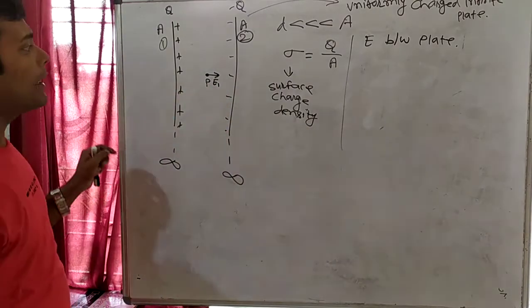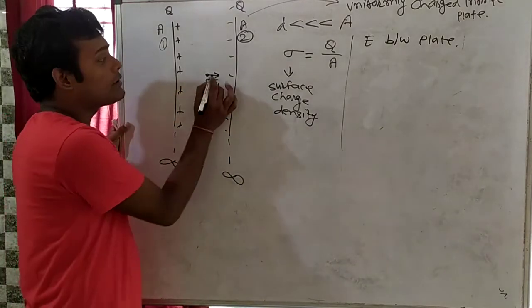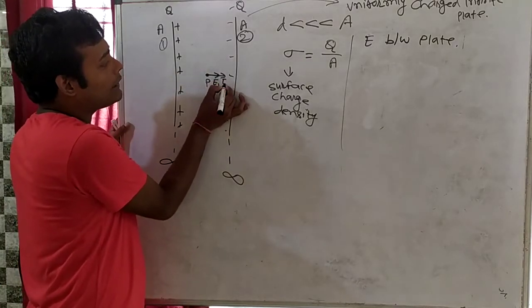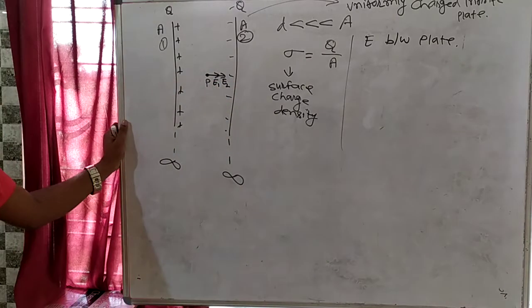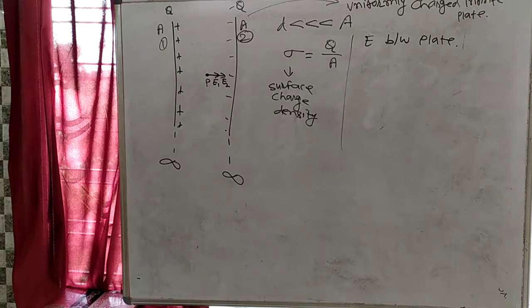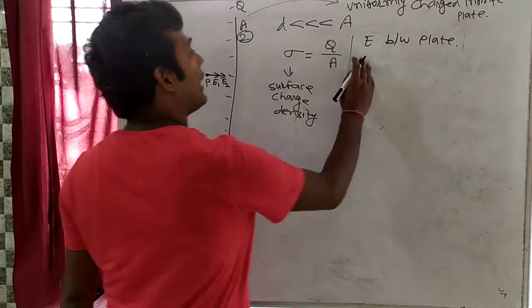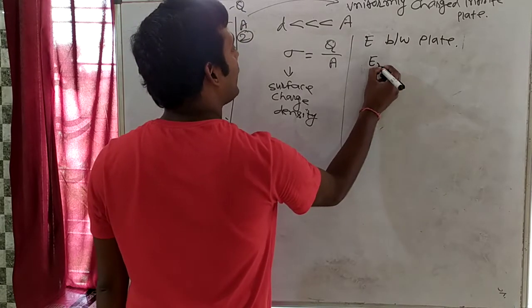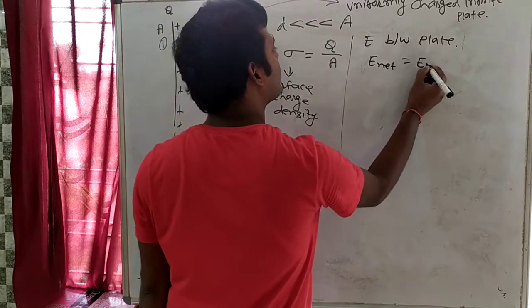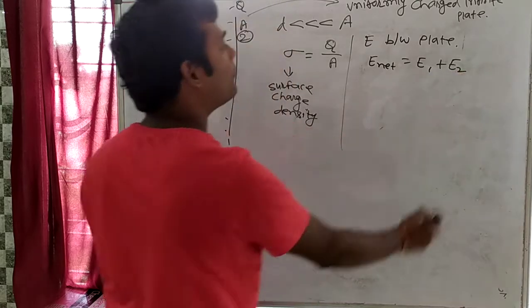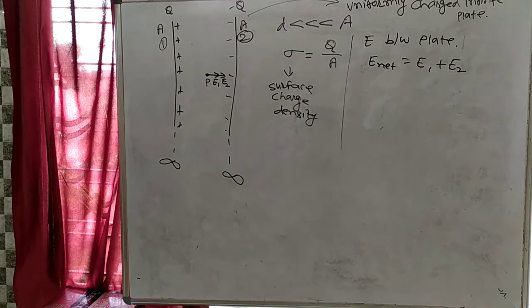Due to the negative charge on the second plate, the electric field will be along the negative, so this will be the direction of E2. So what will be the electric field between the plates? E net will be equal to E1 plus E2, because there are two electric fields, E1 and E2.